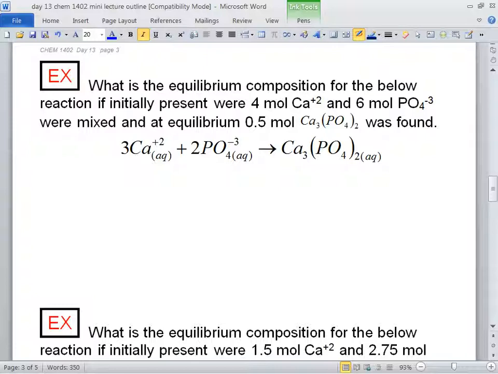What is the equilibrium composition for the below reaction if initially present were 4 moles of calcium, 6 moles of phosphate, and at equilibrium you've got a half mole of calcium phosphate? Ice table. All these equilibrium problems are ice tables. Whenever they're asking for what is the concentration at equilibrium, it's an ice table every single time.